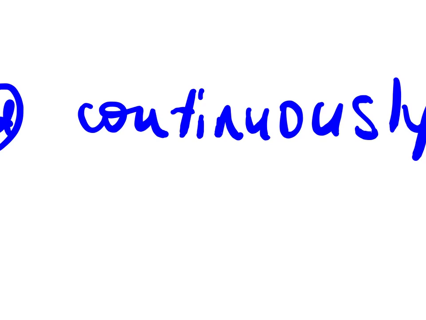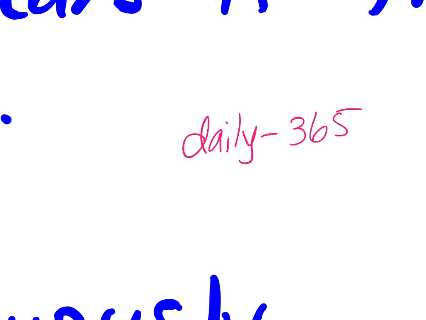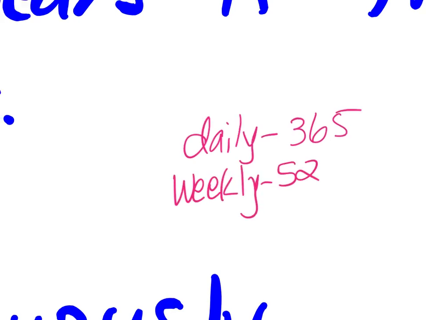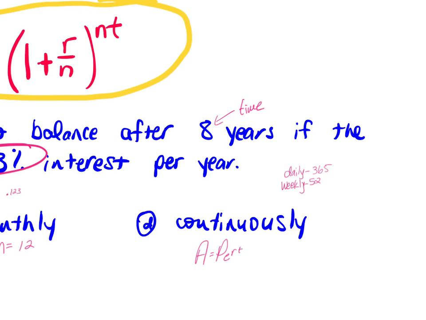Continuously. Oh, I see continuously. What's the first thing I think of? A equals PERT. Guys, what about if it was daily? Say it again. 365. What about if it said weekly? 52. Okay, make sure you are understanding what those words mean.